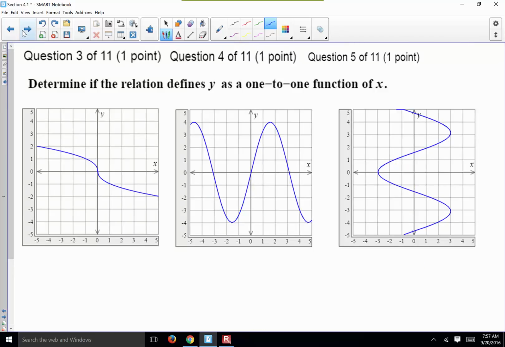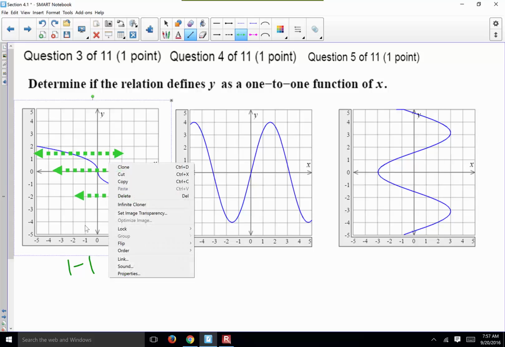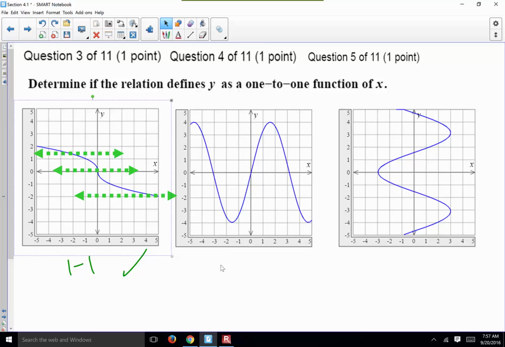Let's do a couple of them on graphs. Which one of these graphs are one-to-one? Which ones are not? Number 3, 4, 5. This one, left side. One-to-one or not? Yes. Let's show a couple of test lines. All single touch, right? Okay, how about this one?